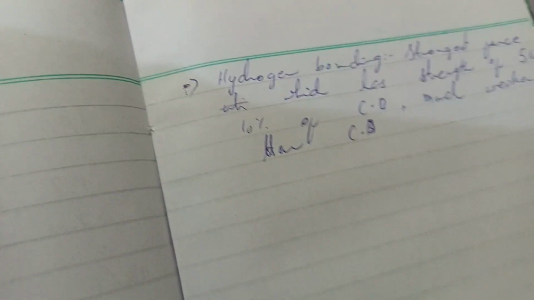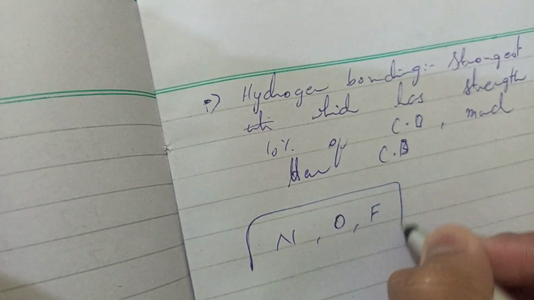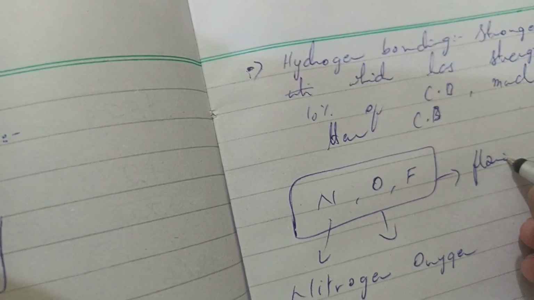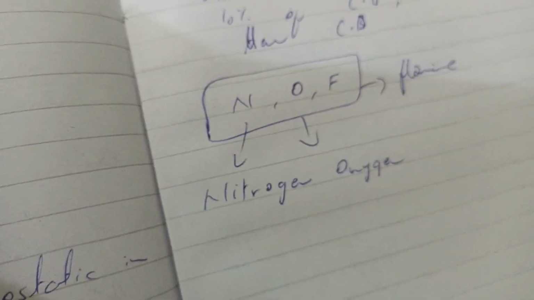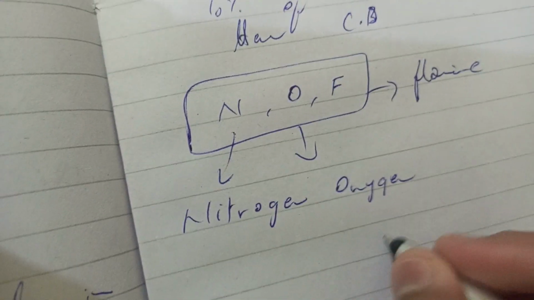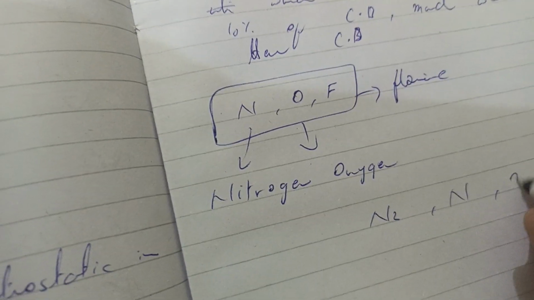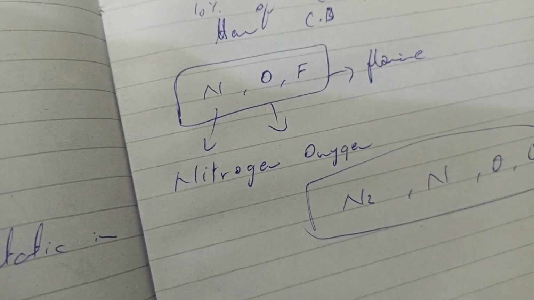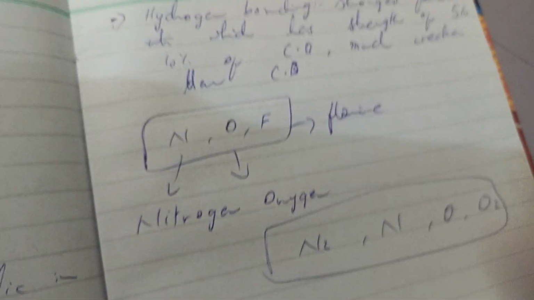So what is unique in hydrogen bonding? It happens only with NOF molecules. NOF means nitrogen, oxygen, fluorine. It occurs around these atoms, and it depends on the electronegativity difference. If you have N2 or O2, it doesn't matter; what matters is the electronegativity difference. That's how it happens.